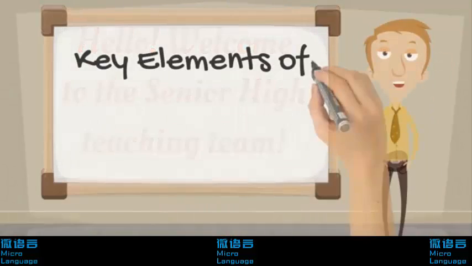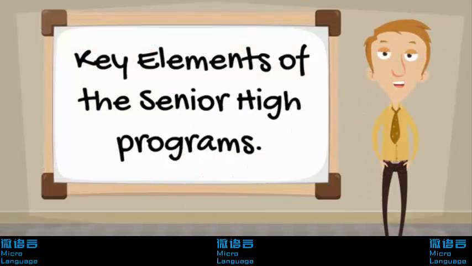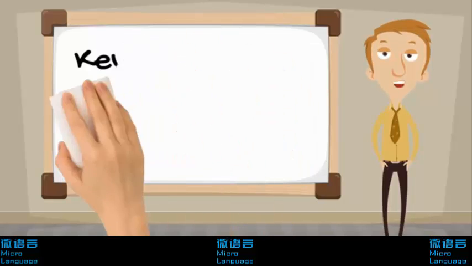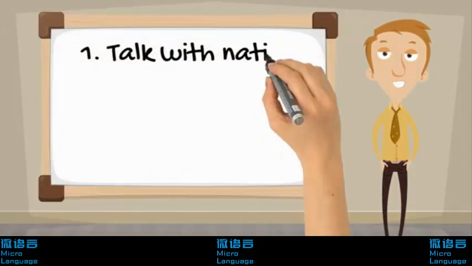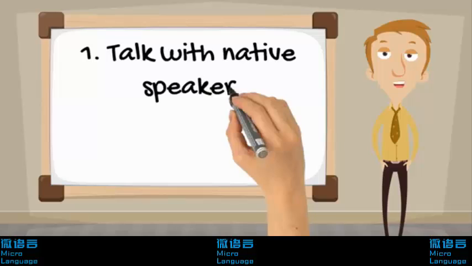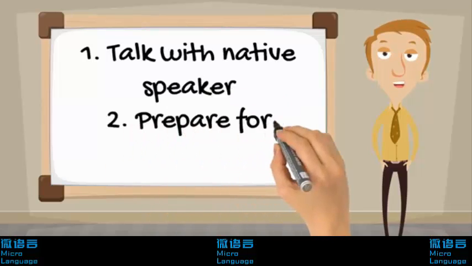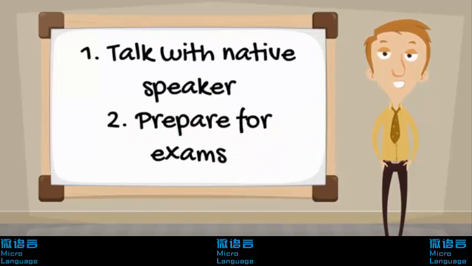In this video, I will explain some of the key elements of the Senior High programs. Senior High English has two primary objectives. Provide students with an opportunity to speak with a native or near native speaker of English, and assist in preparing students for the state-mandated English exam, which is a determining factor for where students will qualify to attend university.